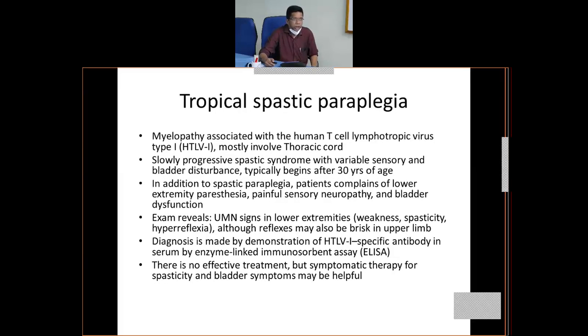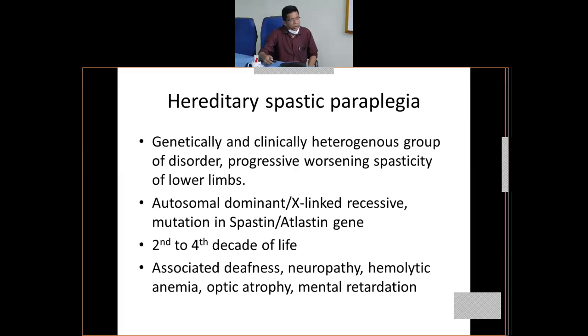Tropical spastic paraparesis is again very rare to get, mostly found with a retrovirus, that is human T-cell lymphotropic virus HTLV-1. It mostly involves the thoracic cord. Again, it's very slowly progressive. The spastic syndrome mostly presents around 30 years of age, and there may be painful sensory neuropathy and bladder involvement. We'll get upper motor neuron signs in the lower extremities: weakness, spasticity, and hyperreflexia. Diagnosis is by demonstration of the HTLV-1 virus by ELISA test. No specific treatment. You have to treat conservatively for spasticity and bladder symptoms.